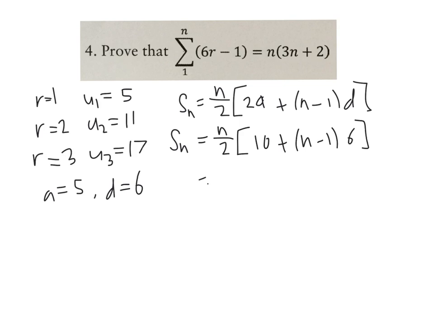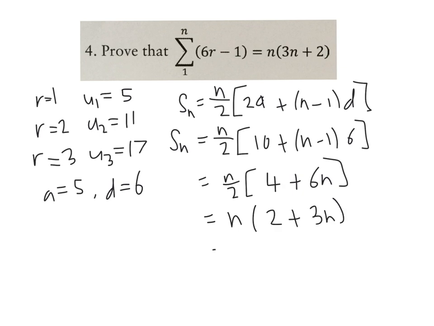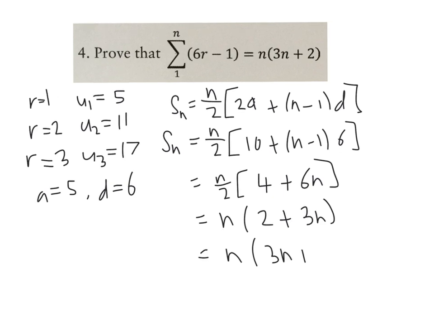And if we tidy that up, we get n divided by 2 times 4 plus 6n. And we've got to divide by 2 here. If we divide that by 2, we'd end up with n and then 2 plus 3n, which is what we need to get on the right hand side. It's the same thing.